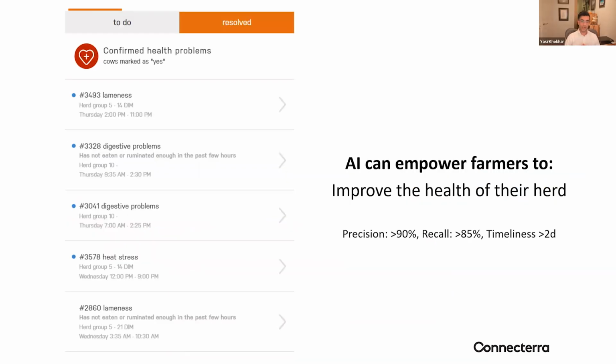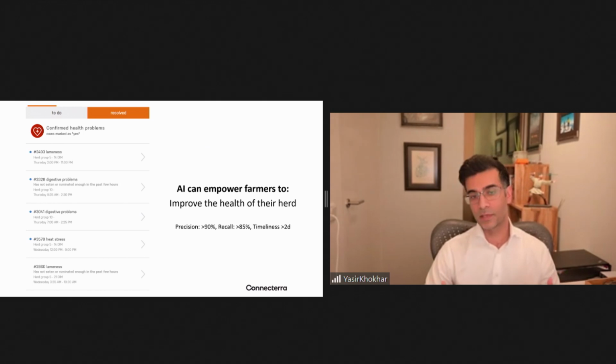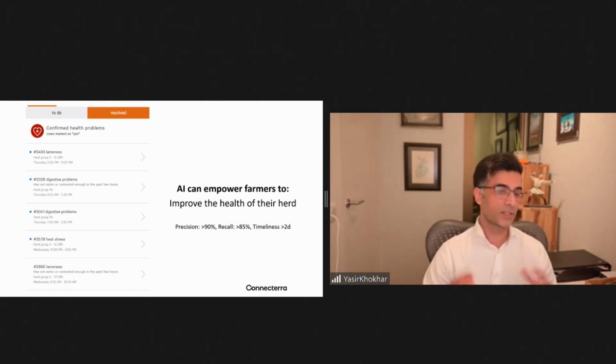We have now AI models that can actually predict diseases that are happening with your herd, or health issues that your herd is facing, with a very high degree of precision and recall. And if farmers were to adopt these types of technologies at scale, we will be able to improve the top line productivity of their herd simply by improving animal health. And this, I believe, is one of the things that can help in the journey that we need.